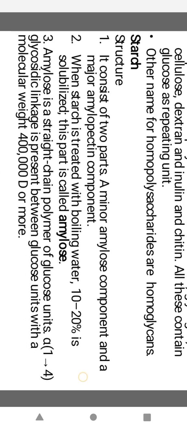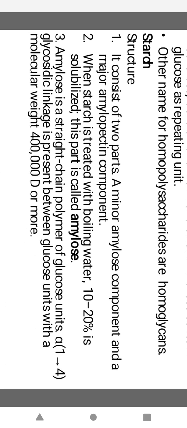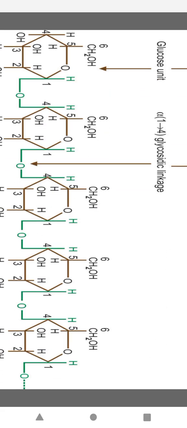Starch consists of two parts, a minor amylose component and a major amylopectin component. When starch is treated with boiling water, 10 to 20 percent is solubilized. This soluble form is known as amylose, so this is the minor part. Amylose is a straight chain polymer of glucose units. The repeating glucose units are linked by alpha 1,4 linkage, and the molecular weight is 4 lakh Dalton or more. And next we see about amylopectin.